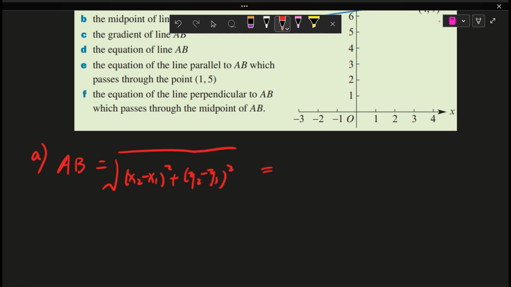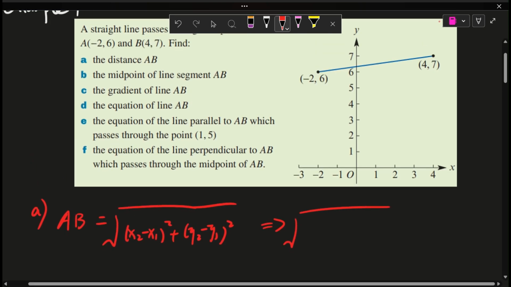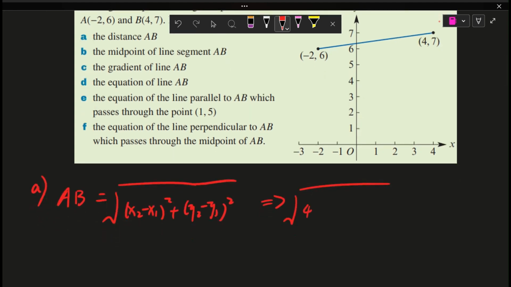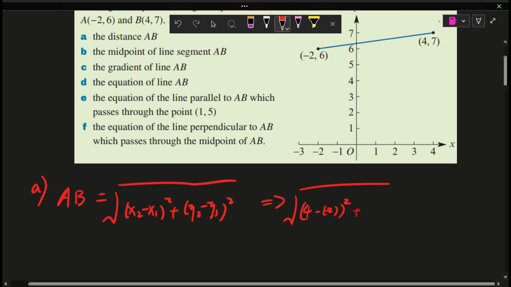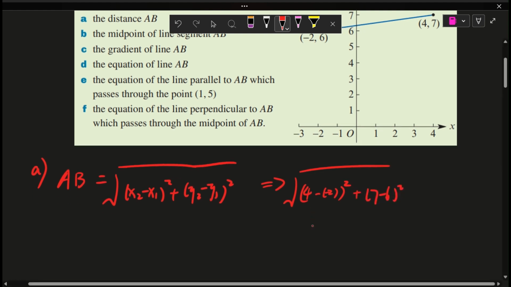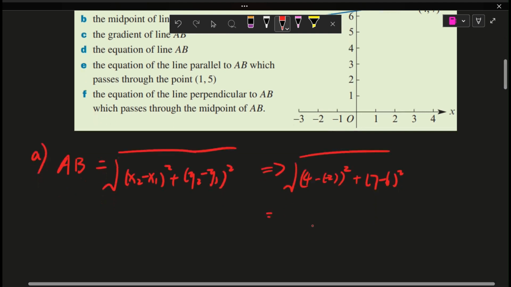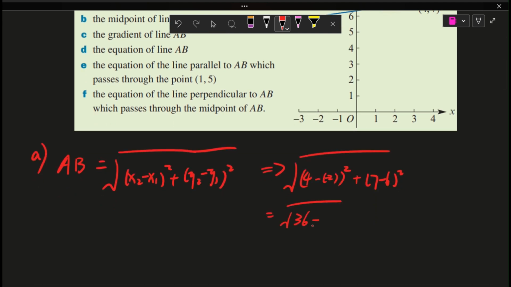And then we just substitute in, so the square root of (x2 minus x1), so 4 minus (-2), squared, plus 7 minus 6, squared. That equals 36 plus 1, which is the square root of 37. That is your answer.